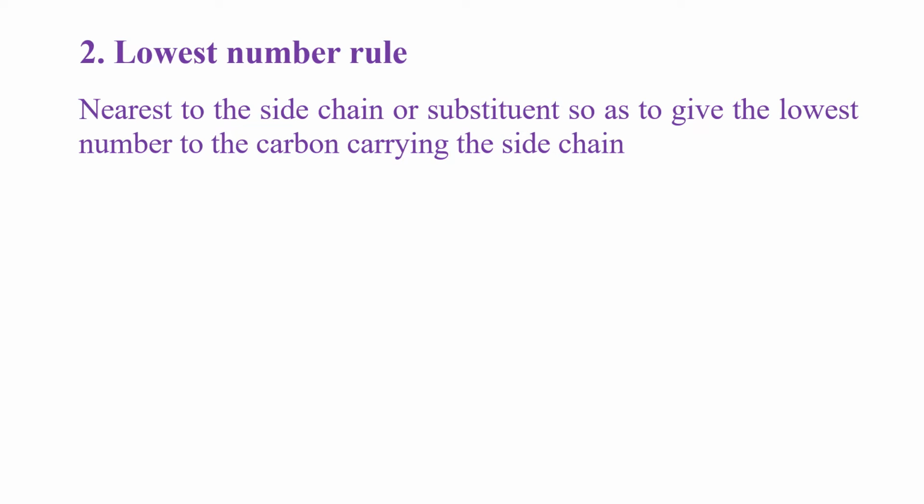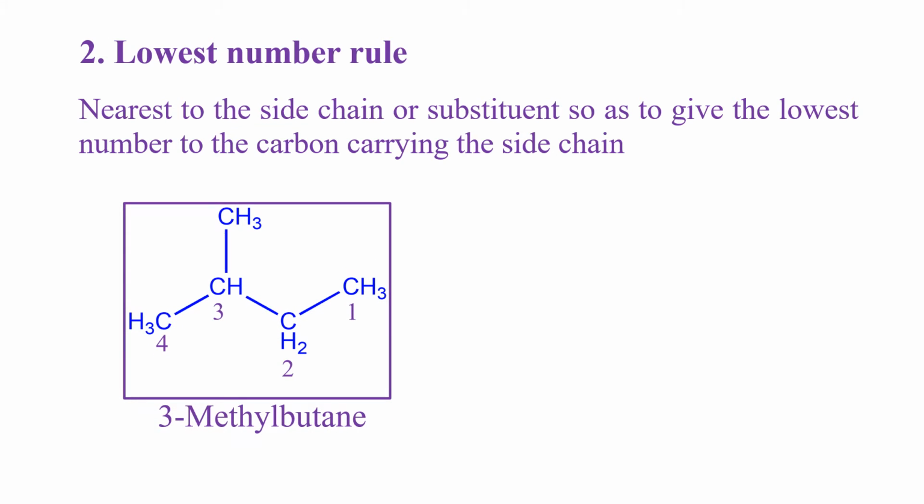The lowest number rule. As per this, the substituent should be given the least possible number. Let us see the example. Here, numbering was started from the right side and proceeded towards the left. As per this, the substituent got the third position. That is, at the third position there was a substituent methyl, and as the total number of carbons is 4 here, it is butane, and the total name is going to be 3-methyl butane.